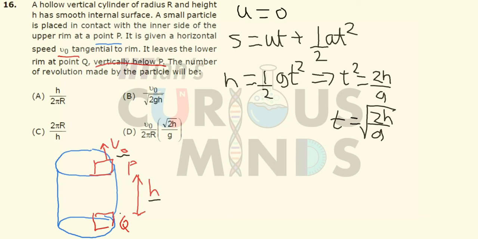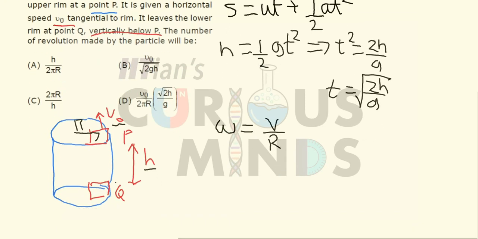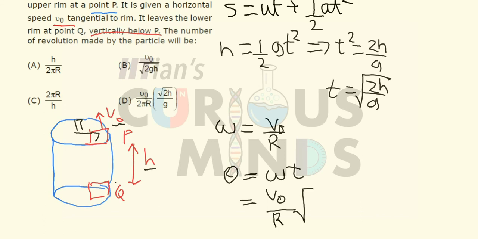So basically if the radius of the rim is equal to r, the omega over here is equal to v divided by r. Omega is equal to v divided by r. So the horizontal theta that is covered will be equal to omega into t. So omega over here is equal to v naught divided by r, so theta is equal to v naught divided by r into t, where t is root 2h divided by g.